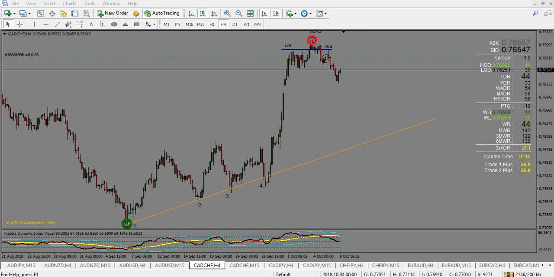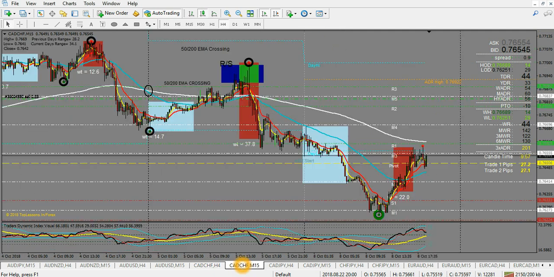So yeah guys, this is CAD CHF, which I took last week at 0.05. For me, I like this kind of lot sizes because I can always scale in more trades if I see the trade is going my way.